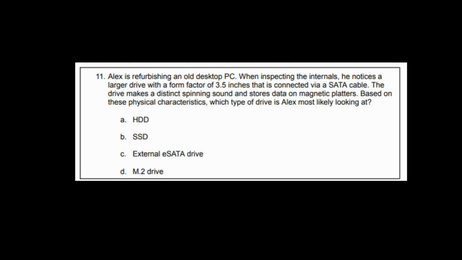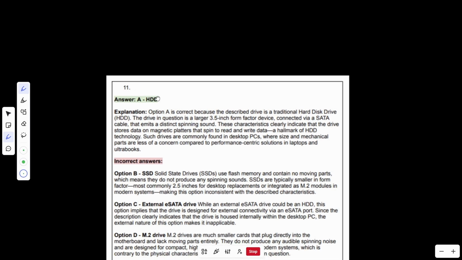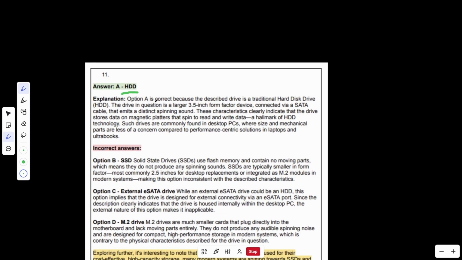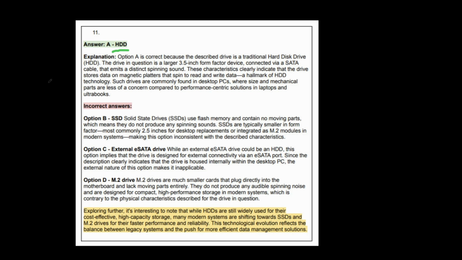Pause the video if you need time. I'm going to give you your answer in a few seconds. Here we go. The answer is A, HDD or hard disk drive. So look, the key thing here, you can pause and read this explanation if you want, but basically the key thing here, guys, is that the hard disk drive is made of physical components, as we talked about earlier on in this video, and the sound of spinning alongside the larger form factor of 3.5, right, gives it away. If you can hear it spinning, it is necessarily going to have physical components. Otherwise, there's nothing to spin, right?